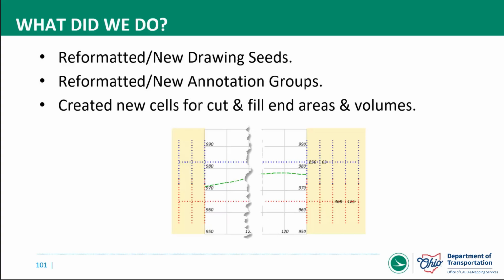So what did we do? We reformatted and created some new drawing seeds, as well as some new annotation groups. And to go along with that, we created some new cells for those cut and fill end areas. The screenshot here shows some blue graphics and some red graphics. Those are just some columns in those cells. When it gets annotated in those drawing models, it shows you where those columns are going to be on your sheet, so you can at least go in, if you have to move things around or add to those, where you're placing it.